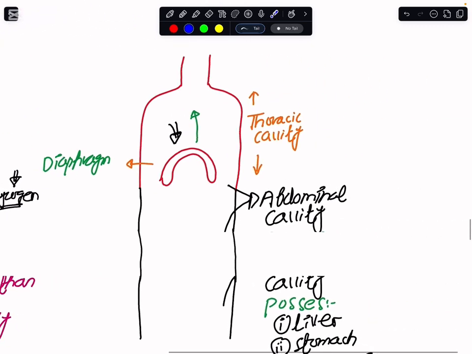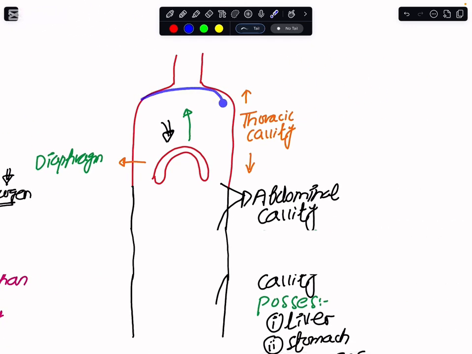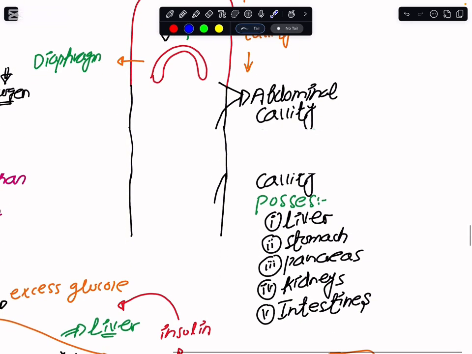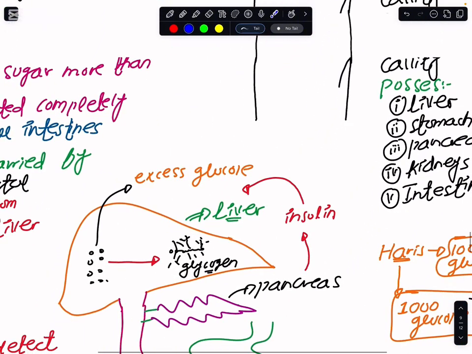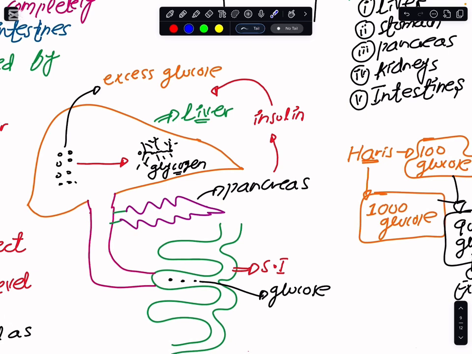Now, if I were to show you the human body, at this part of the body, below our neck, we have the thoracic cavity where the lungs and the heart lie. And below the diaphragm, there is a line-up of organs like the liver, the stomach, the pancreas, the kidneys and the small intestine. Some association is brought about between the liver and the pancreas that allows the excess glucose to be converted into glycogen. So here we have a liver, and along with the liver, we have another organ placed, and the name of this organ is pancreas.